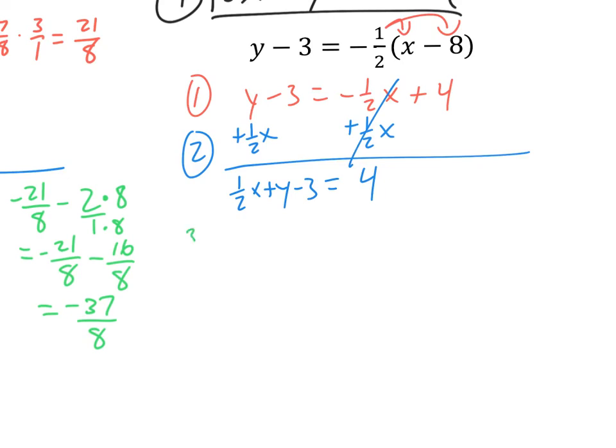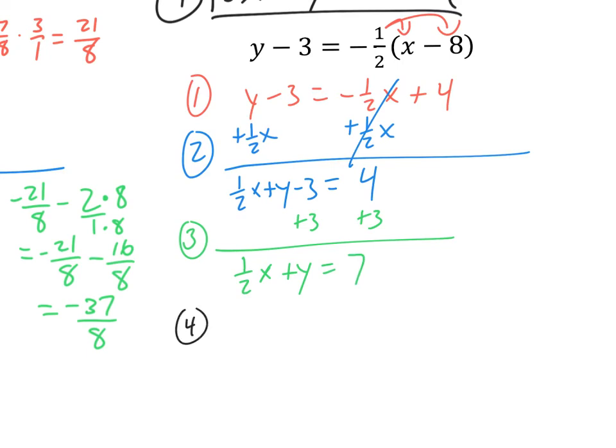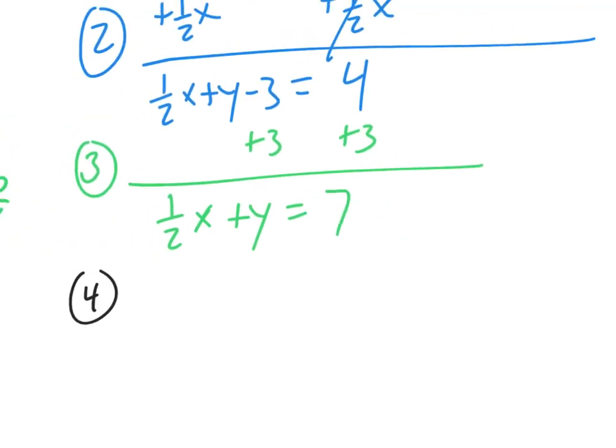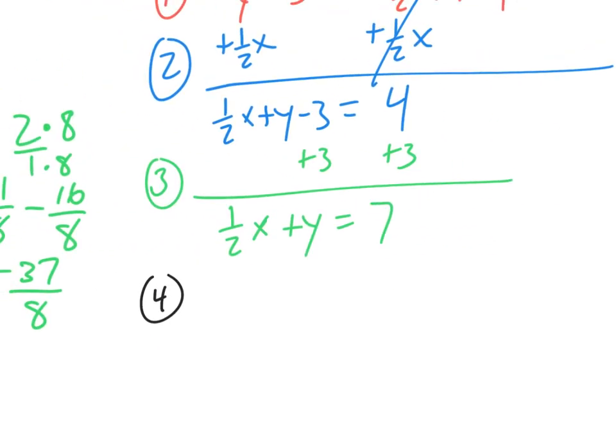Third step, move my constants over. So I'm going to add 3 to both sides. Left with 1/2 x plus y is equal to 7. And then my fourth and final step is we need to make a positive integer. It's already positive here, but it's 1/2. To get rid of that 2 on the bottom, we're going to multiply by 2, right?